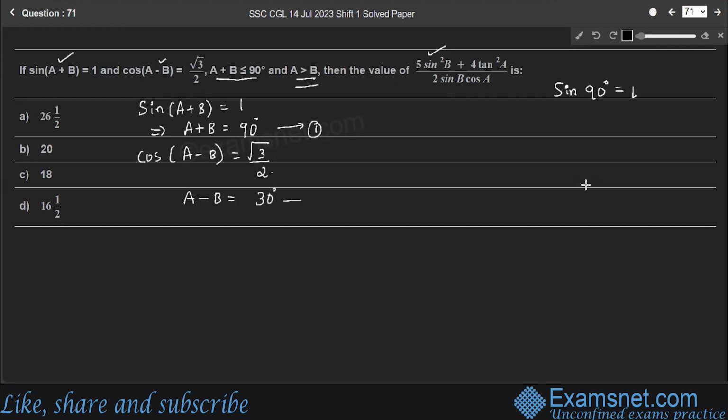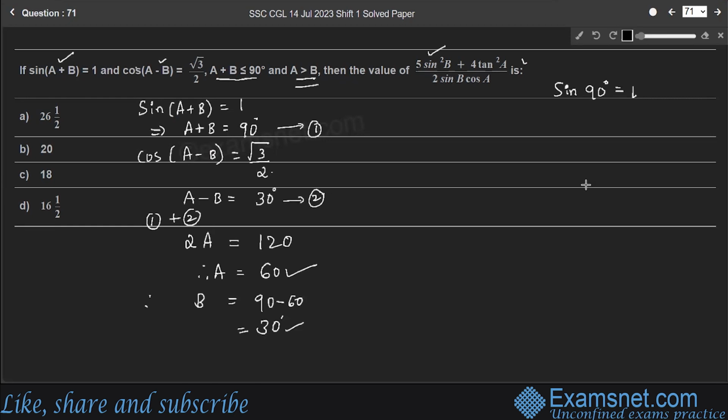So we'll consider these two as equations 1 and 2. We'll add equations 1 and 2. So it becomes 2A, here plus B minus B will get cancelled. 2A will be equal to 120 degrees. Therefore, the value of A becomes 120 by 2, which is 60. Therefore, B: substitute the value of A in either equation 1 or 2. So B is equal to 90 minus A, which is 90 minus 60, equal to 30 degrees. So A is 60 degrees, B is 30 degrees.